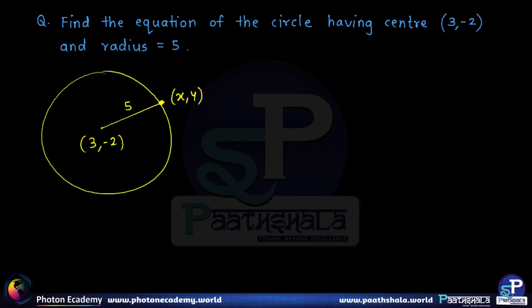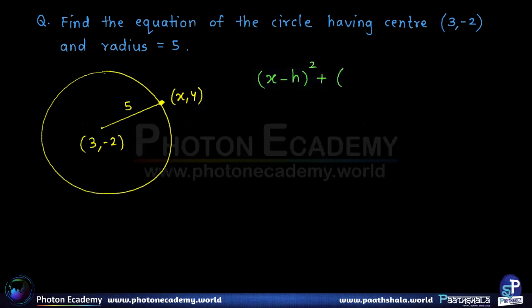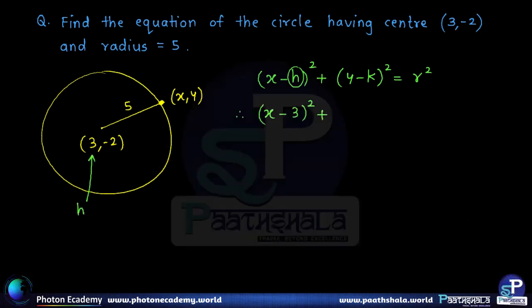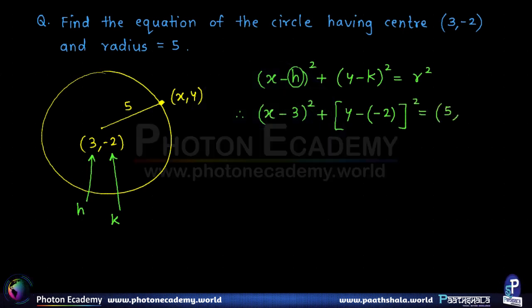Now we know that the center radius form of the circle is given by x minus h the whole square plus y minus k the whole square is equal to r square. So therefore we have x minus, now what is h? Here h is nothing but 3. So x minus 3 the whole square plus y minus k. What is k here? k itself is minus 2. So this is where we have to be careful. It is y minus of minus 2 the whole square is equal to the radius 5, so that is 5 square.